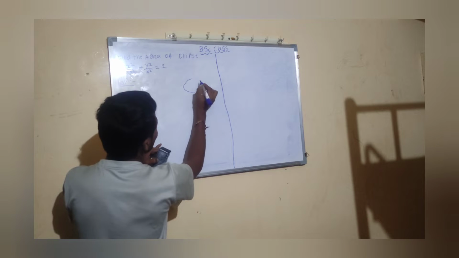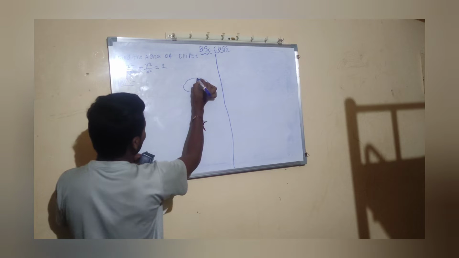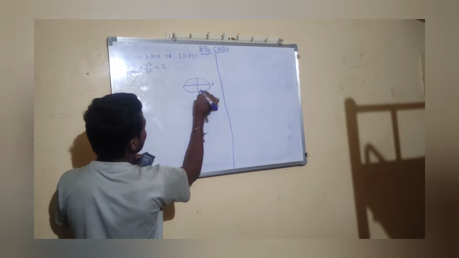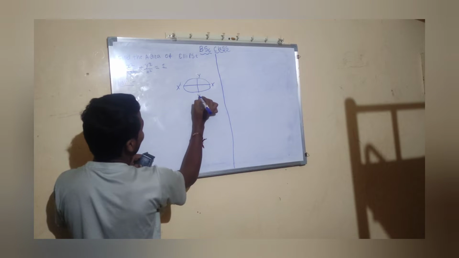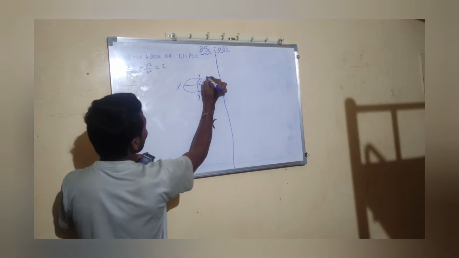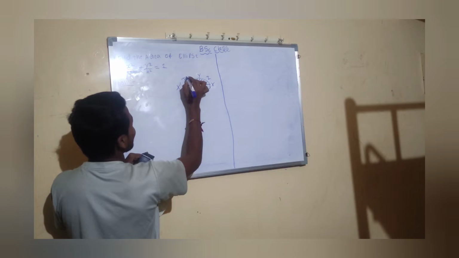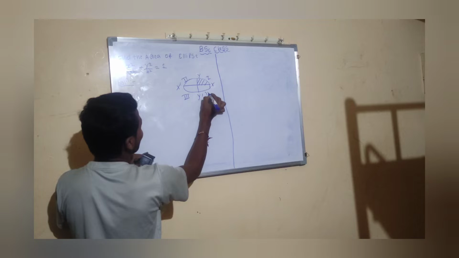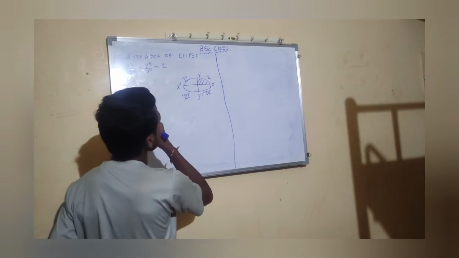Imagine the ellipse has four quadrants. This is the x axis, this is x dash, this is the y axis, this is y dash. This is the first quadrant, this is the second quadrant, this is the third quadrant, and this is the fourth quadrant. There are four quadrants in the area of the ellipse.